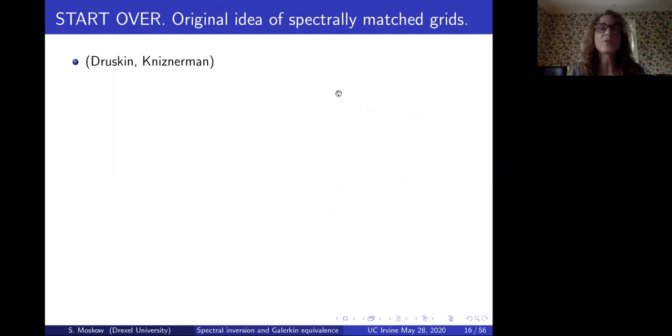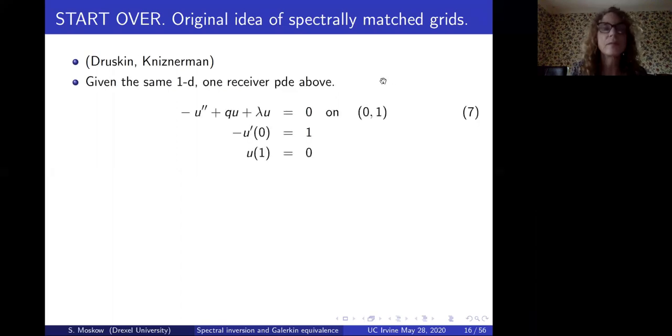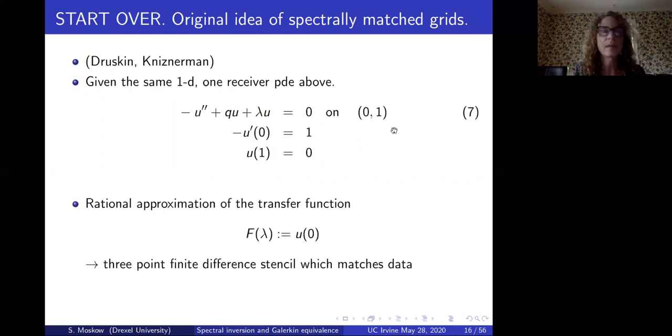So let's switch gears for a second and go back to talking about an original idea that was originated by Druskin and Knizhnerman back in, I think, 1998. Where they would say we're looking at the same problem, for example, in 1D with a source and receiver at 0, the same problem. And let's just forget about Galerkin methods and just think about doing a rational approximation of the transfer function.